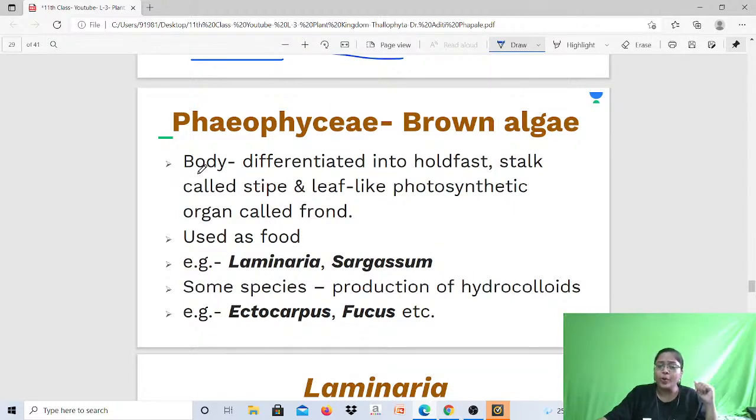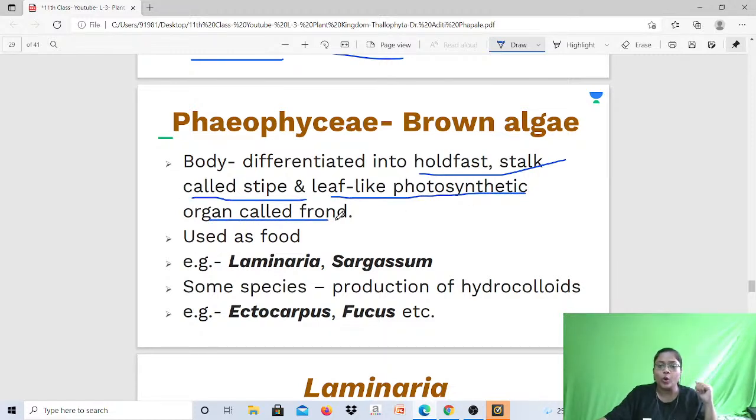Let's move further. Their body, okay, body of Phaeophysae or brown algae, it is differentiated into holdfast, stalk called as stipe and leaf-like photosynthetic organ called as frond. I repeat, their body is differentiated into holdfast, stalk called as stipe, okay, stalk-like structure. Hold fast matlab, with the help of it, they fix to the, they hold. Naam se pata chalta, dekho, hold fast. Matlab, ye jo structure hai unka, it helps them in anchorage. Okay, with the help of that, they will attach to surface, okay?